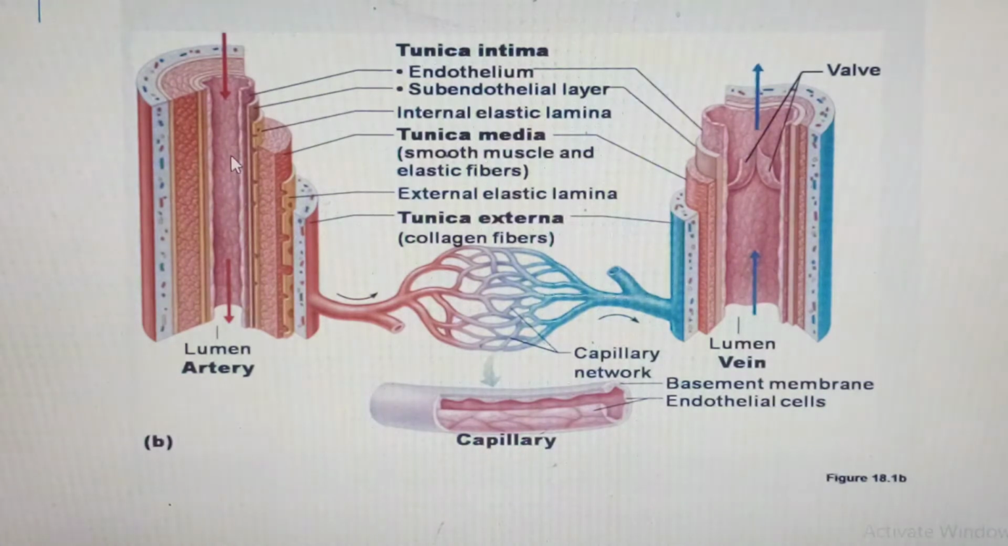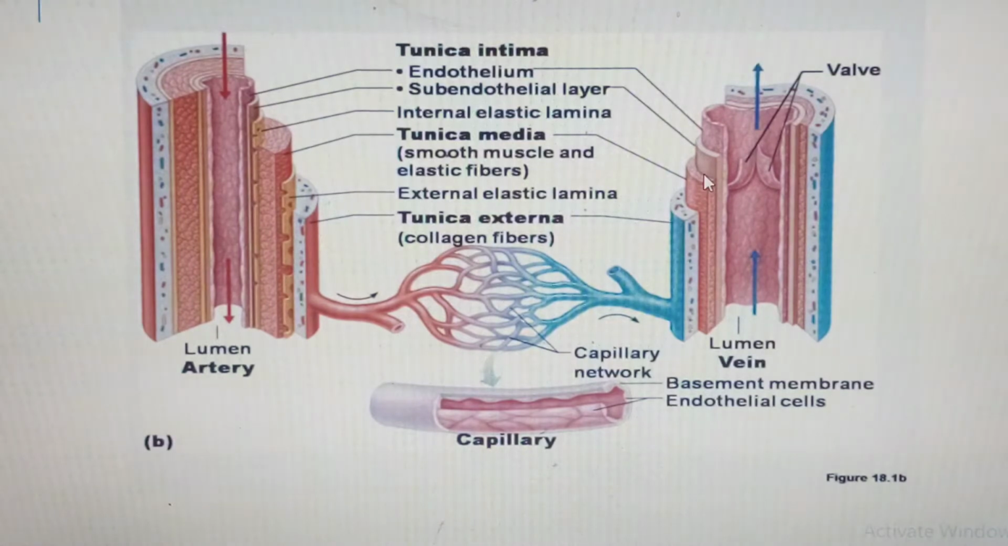Okay, so from the lumen, we are going to have what we call the tunica intima. Now, the reason why we call it tunica intima is that it is intimately associated with the blood that will be flowing through it. So that's why we call it tunica intima. You can also call it tunica interna, because that's the most internal component among these 3 tunics that we are talking about.